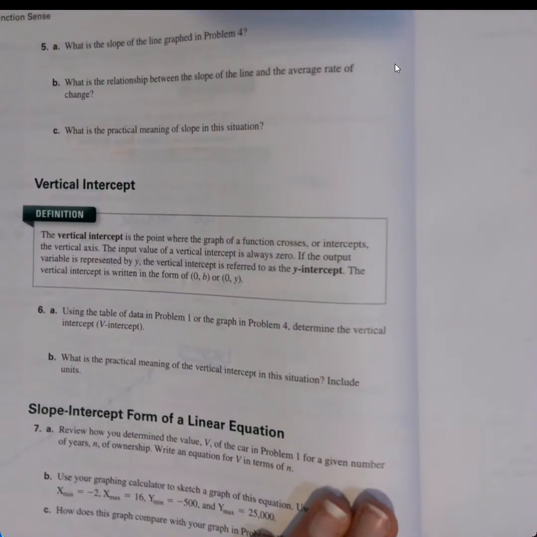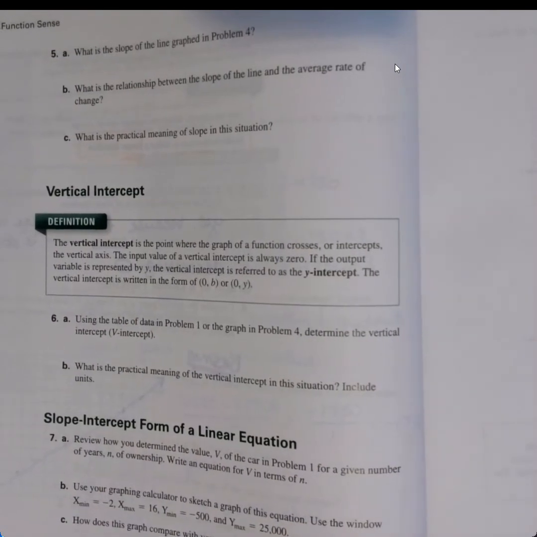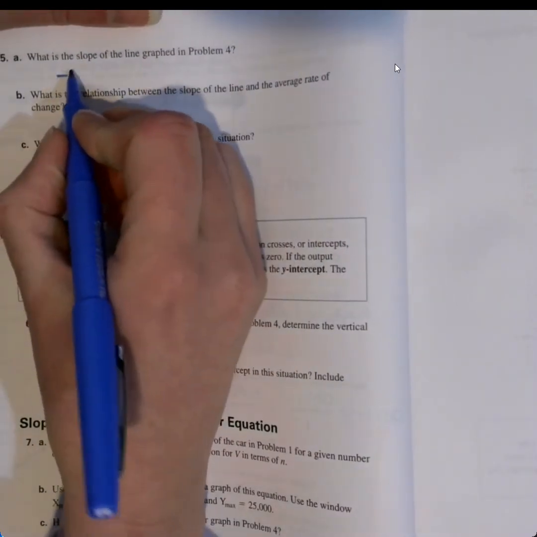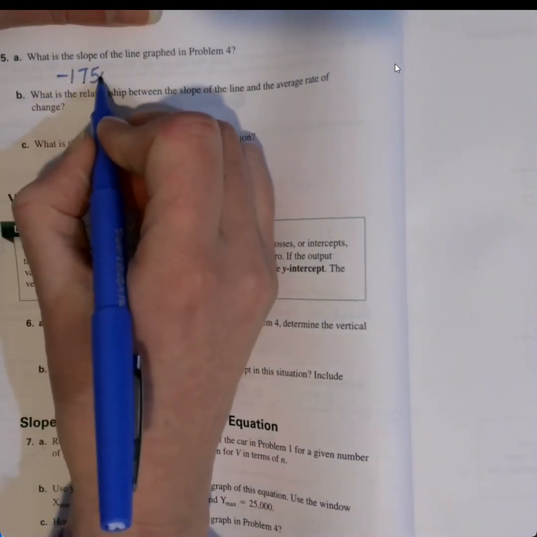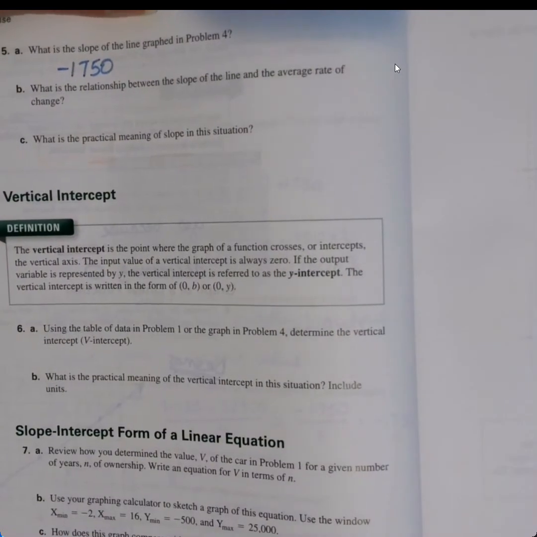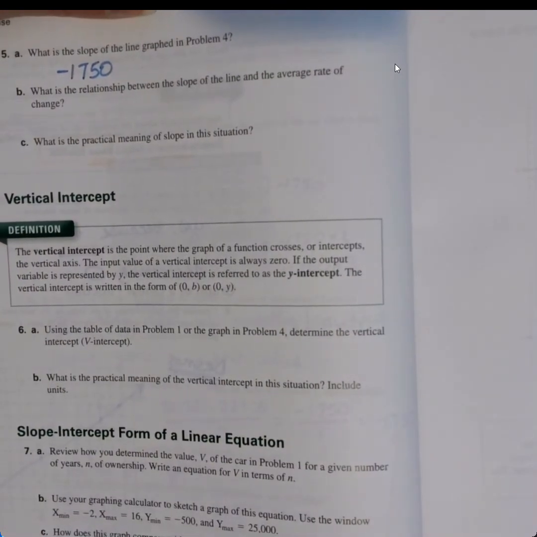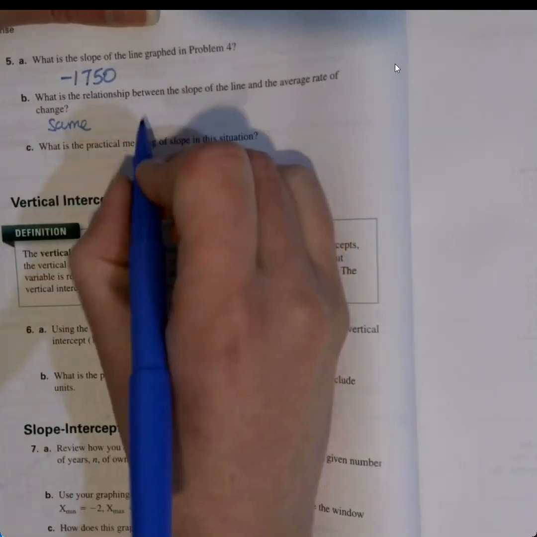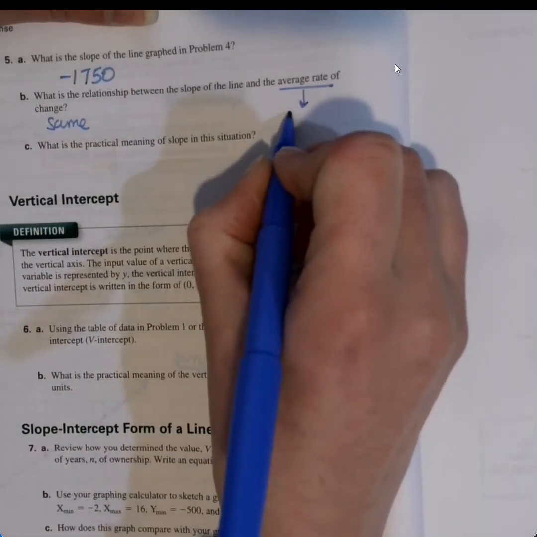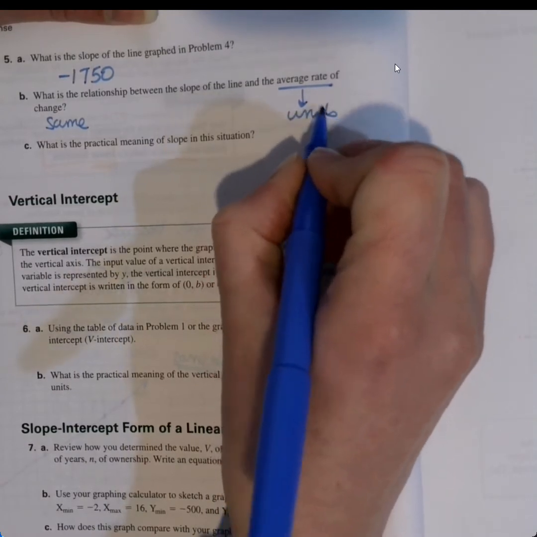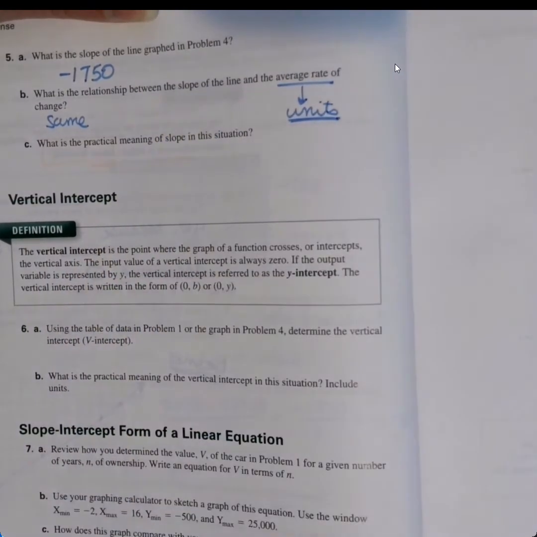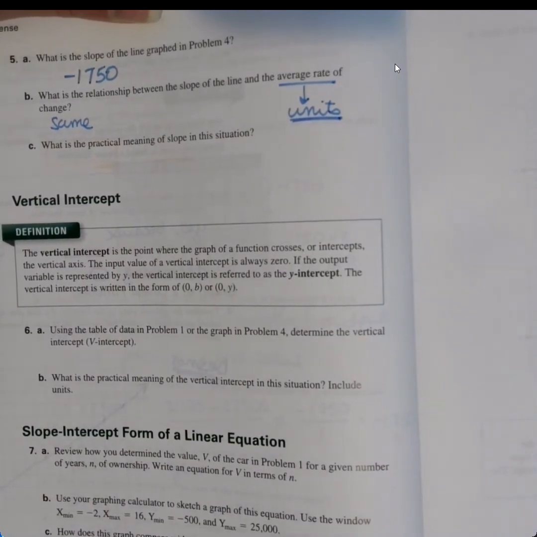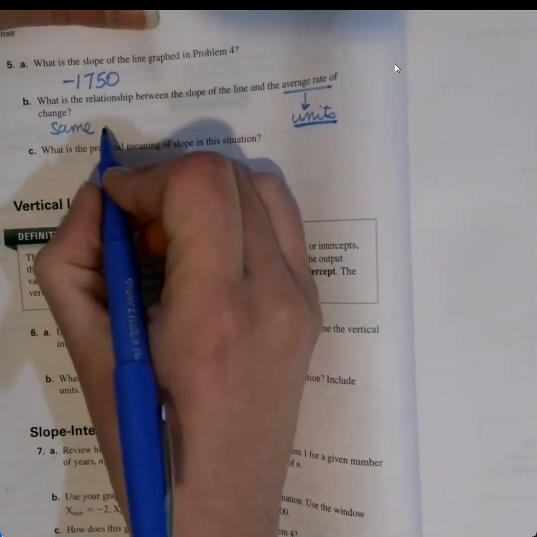All right. Next page. What is the slope of the line graphed in problem 4? Well, I already know the average rate of change, and so I know that they're the same, and so I know that it's negative 1,750. What is the relationship between the slope of the line and the average rate of change? They are the same, but we will note that the average rate of change has units associated with it. So anytime I talk about average rate of change, I want to think about the units that go along with it. Slope does not necessarily have to have units, depending on if you're in a contextual situation or a non-contextual situation, but they have the same value.